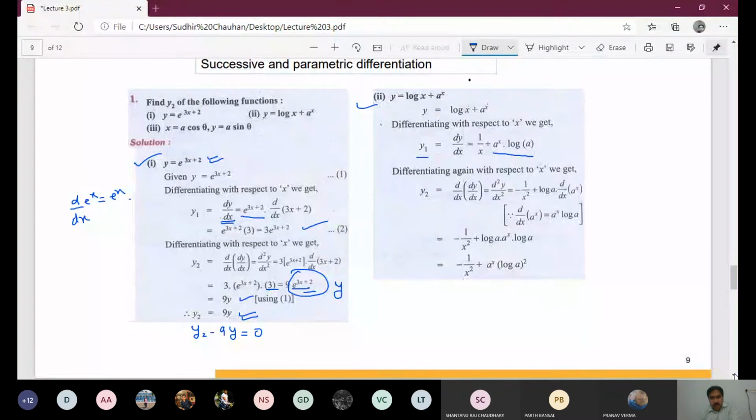Now it is again a differentiable function. We can further differentiate it. So we get y2. If we differentiate again, that is d by dx of dy by dx, and if we differentiate 1 by x, it is minus 1 by x square. Then log a is constant and the differential of a raised to power x is again a raised to power x log a. So here we can conclude that it is minus 1 by x square plus a raised to power x log a square. So that is the answer.